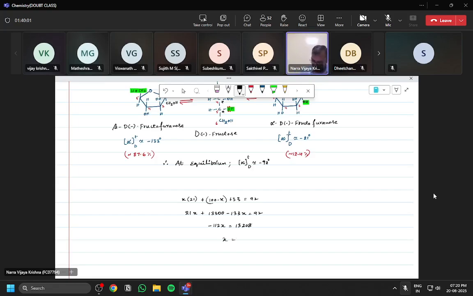Minus, this is also minus, then it is plus, this is negative. Negative goes to that side, positive. So it will be positive only. So 13208 divided by 112.